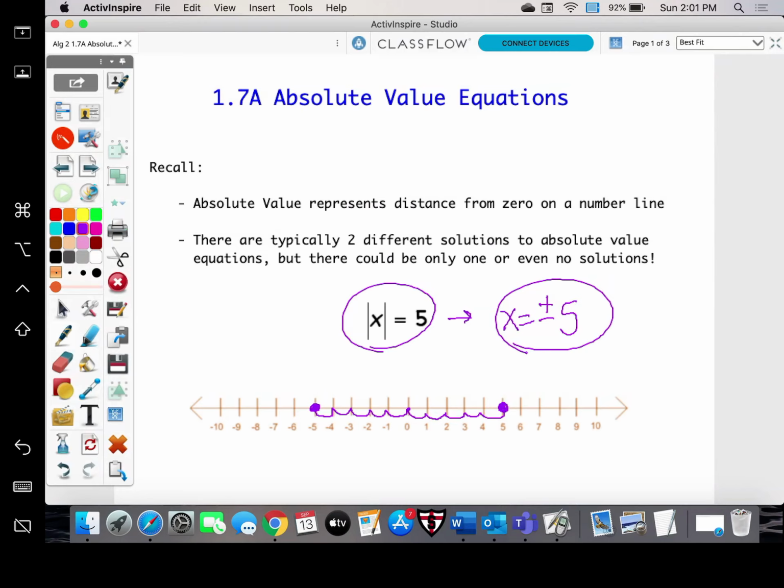Now it is important to note that not all absolute value equations will have the solution of plus and minus the same digit. That's actually not very common, so don't get into the habit of just solving and then smacking a plus or minus in front of it.